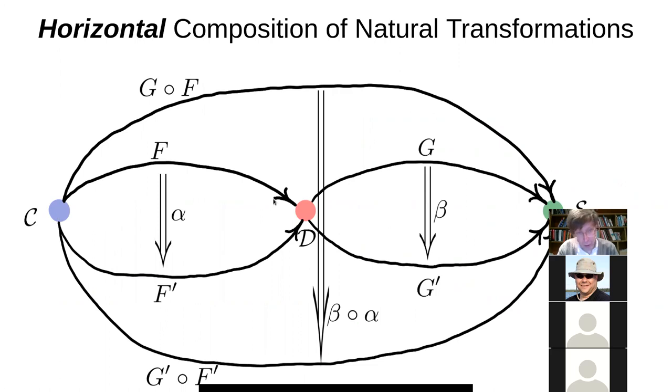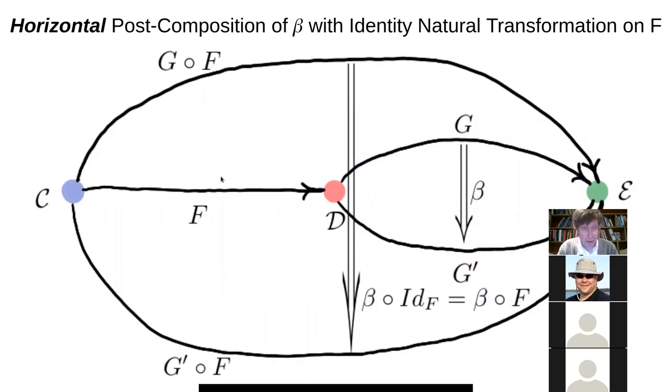But first, we do F here to go from C to D. So alpha is essentially the identity natural transformation. And we want to go from G after F to G prime after F prime, but here it's F, because there's no F prime. F prime is F, I should say. So here we want to go from this G after F to G prime after F.